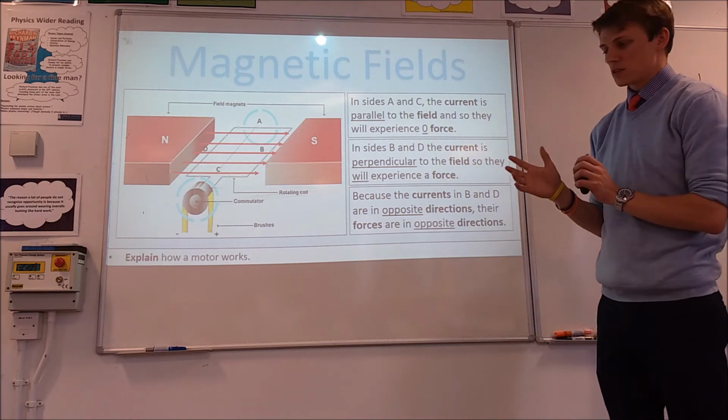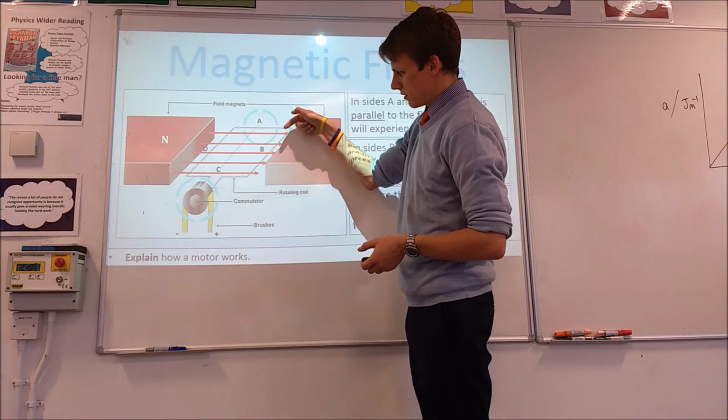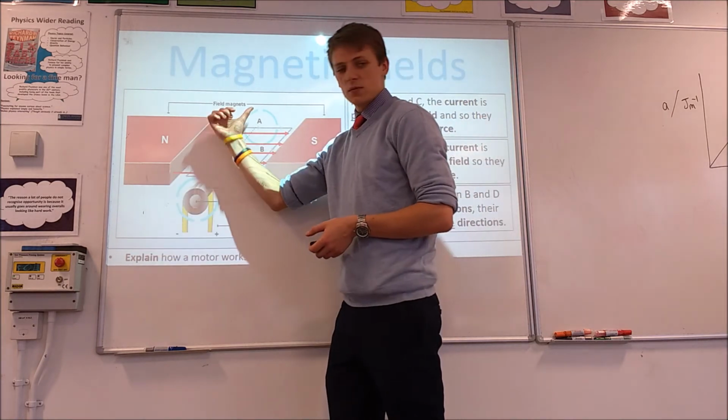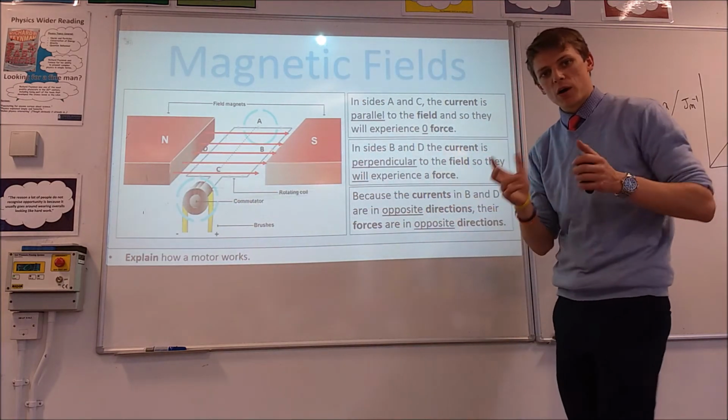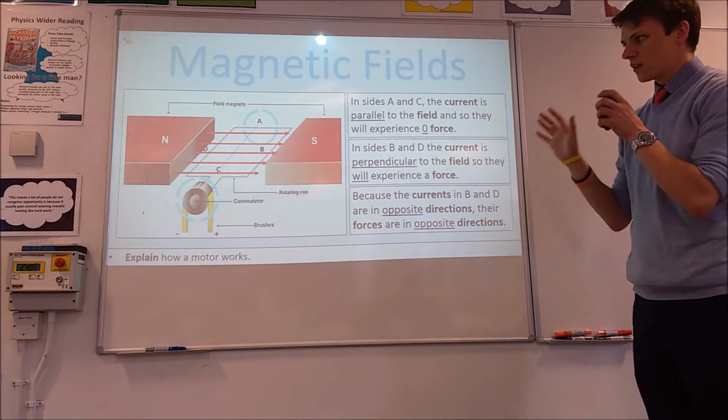So that's what we've got to start with, but the current is going around this way, so in B, current's going down, like this way, in D it's going this way, so they'll experience equal but opposite direction forces there. Okay, so that's in terms of forces.